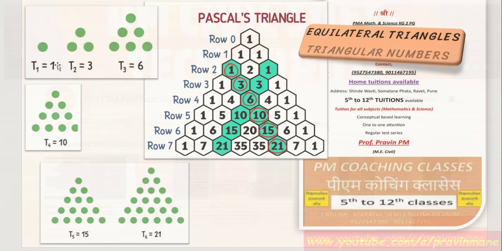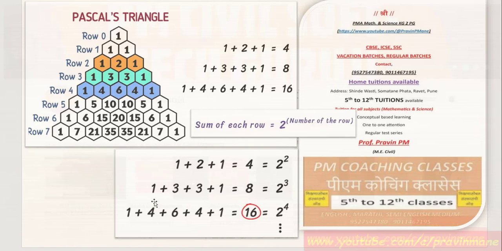If we arrange these numbers in a dot pattern, it will form an equilateral triangle. See, 1, 3, 6, 10, 15, 21. Dot pattern, triangular numbers, equilateral triangles. In class 6 we have learned this concept, correct? Then next property.